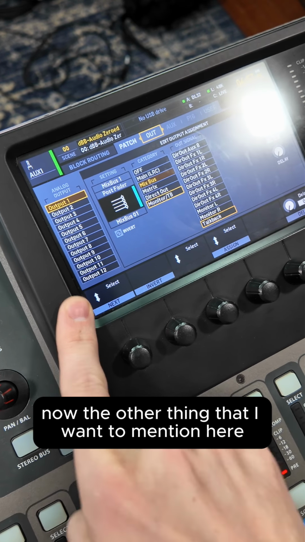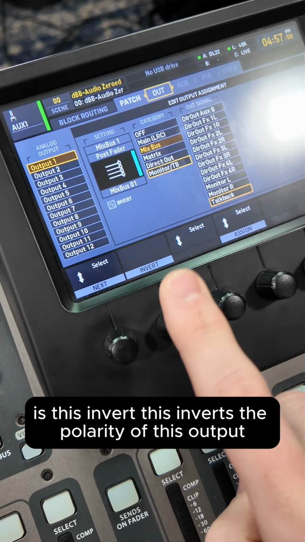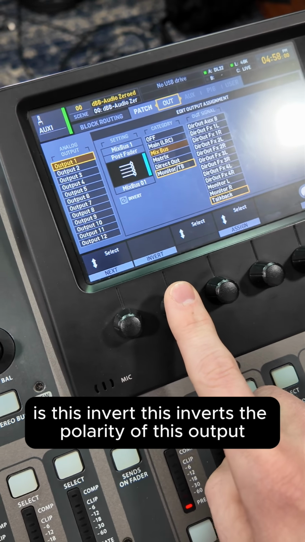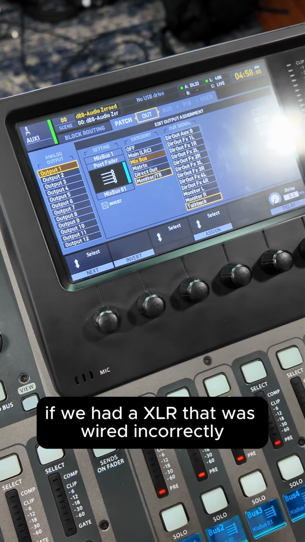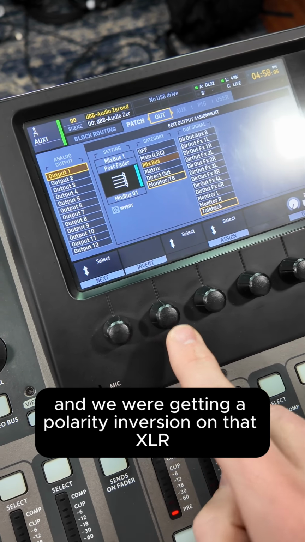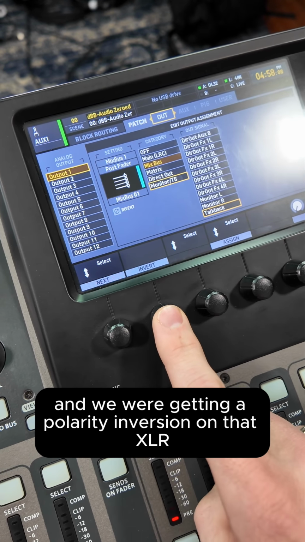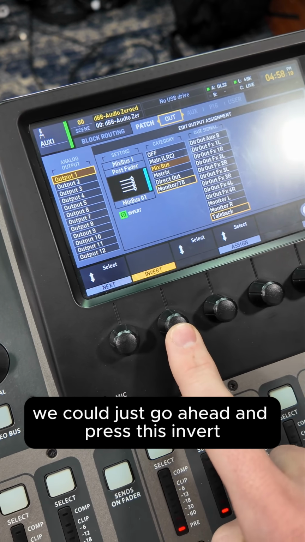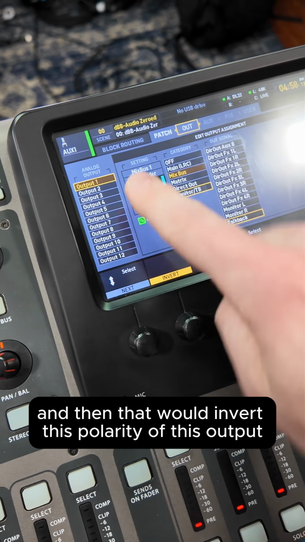Now the other thing that I want to mention here is this invert. This inverts the polarity of this output. So for instance, if we had an XLR that was wired incorrectly and we were getting a polarity inversion on that XLR, what we could do is go ahead and press this invert and that would invert the polarity of this output.